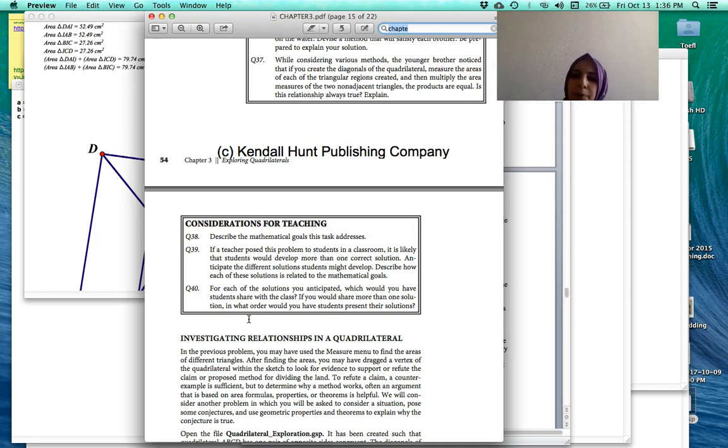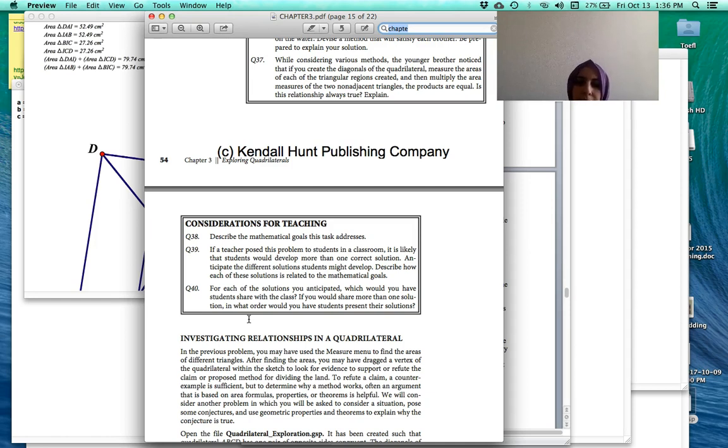Describe how each of these solutions is related to mathematical goals. Finding more than one correct solution is a good way for students to explore geometry. As you see, there are 4 solutions to find a length. Their solutions are related to mathematical goals, such as addition, multiplication, and division.